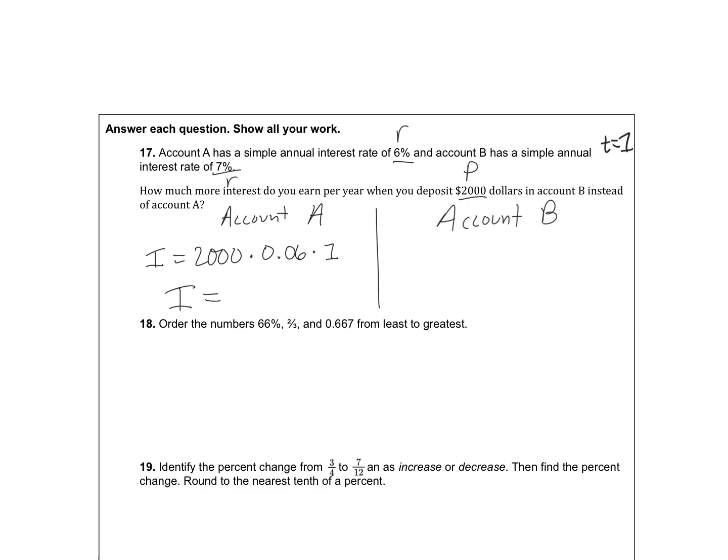This is going to lead me to an answer of $120. That's how much I earn in 1 year. So per year.